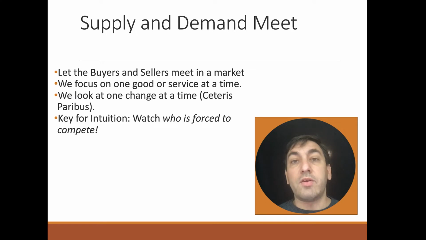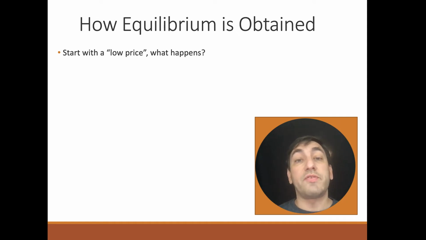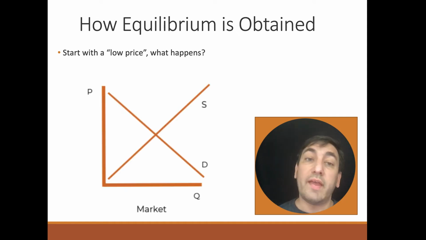Now the key to really understanding this is to think about the incentives. If I'm a buyer in this spot, what would I do? If I'm a seller in this situation, what would I do? And where will we end up? So what we're going to do is start off with supply and demand, and we're just going to overlay them on top of each other.